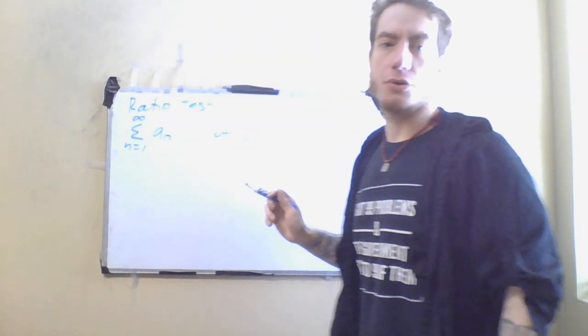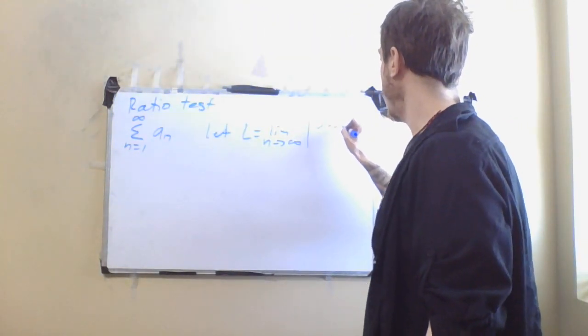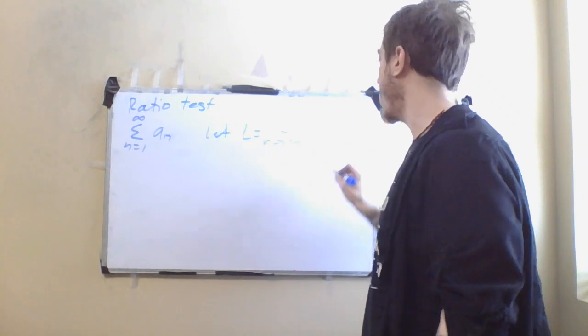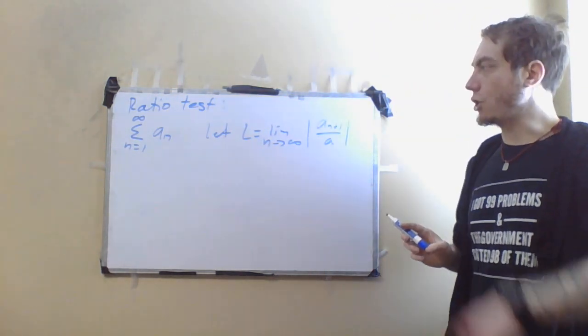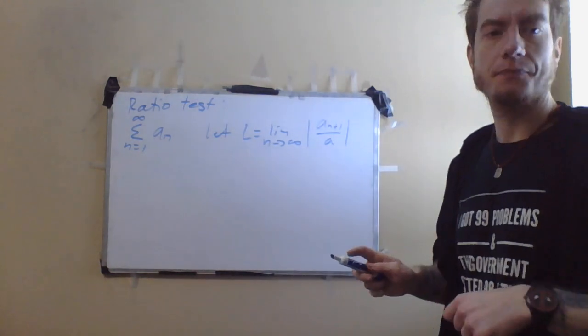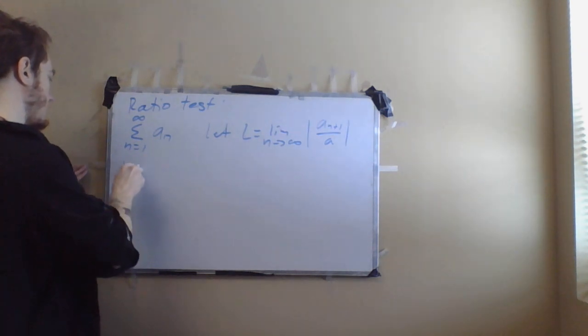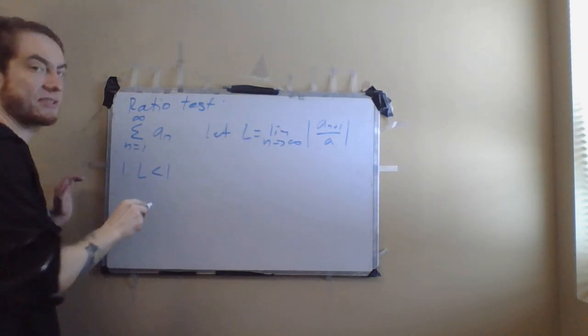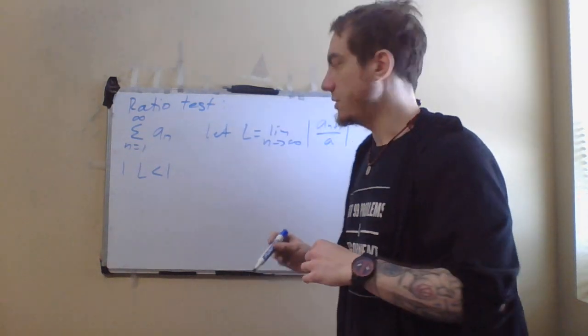So let's let L be equal to the limit as n approaches infinity of the ratio a sub n plus 1 divided by a sub n. So we're looking at the n plus 1 term divided by the n term. Then we have the following conditions. If L is less than 1, then the series is absolutely convergent.